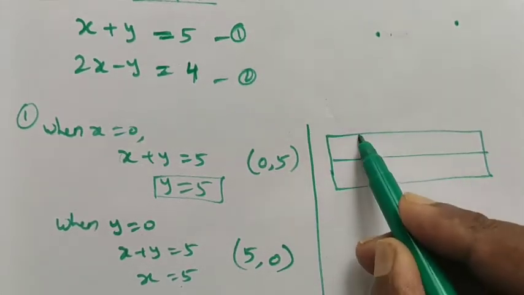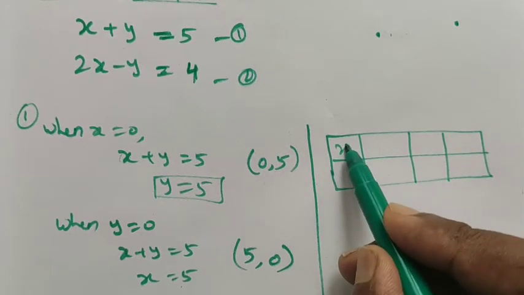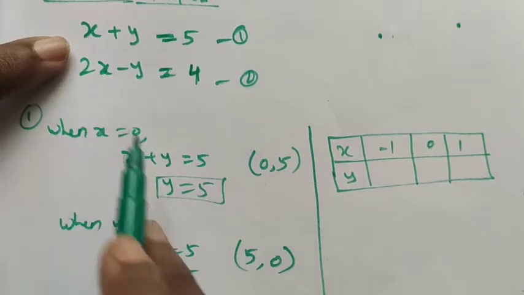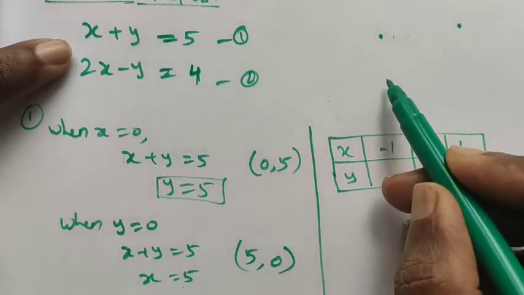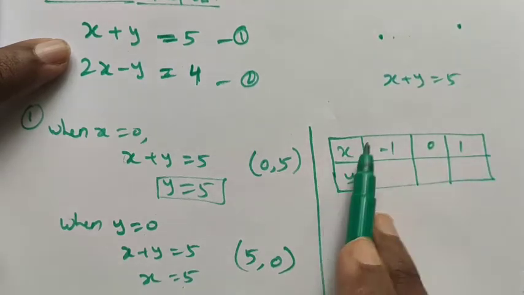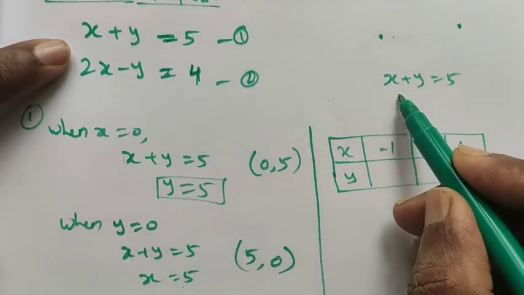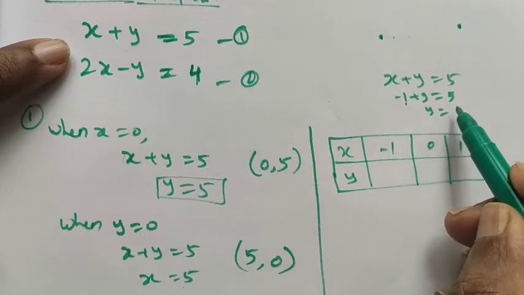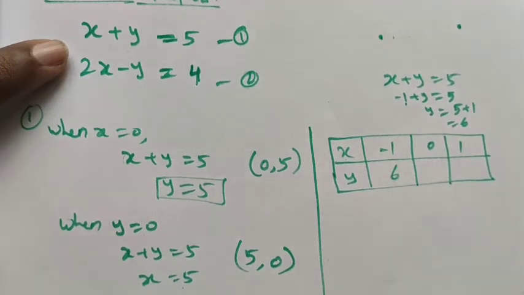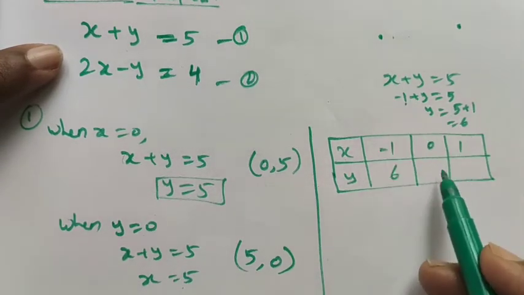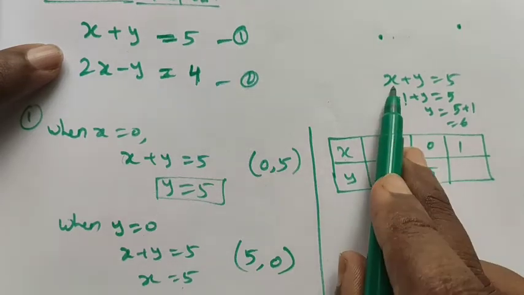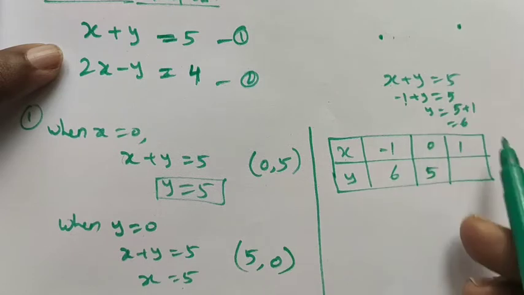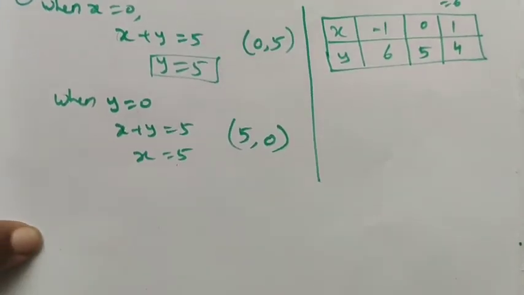Or otherwise we can take x and y, where x is equal to 0, 1, 2. In the place of x, with the given equation x plus y is equal to 5, I put minus 1, then minus 1 plus y is equal to 5. I take this minus 1 to the other side, y is equal to 5 plus 1 is equal to 6. And x equal to 0 means y is equal to 5. And then x is equal to 1, if I take this 1 to the other side we get 5 minus 1, which is 4. That is for one of the equations.